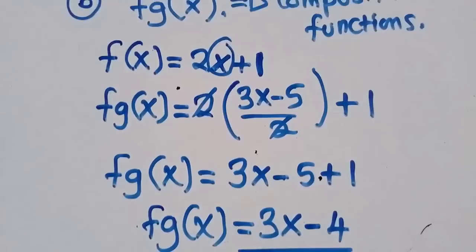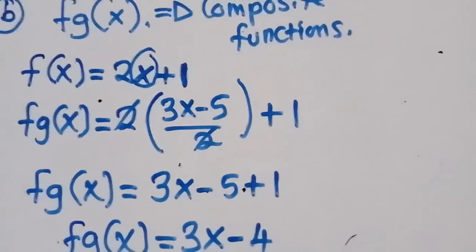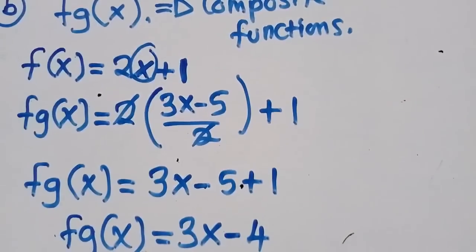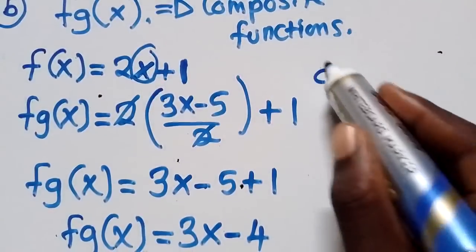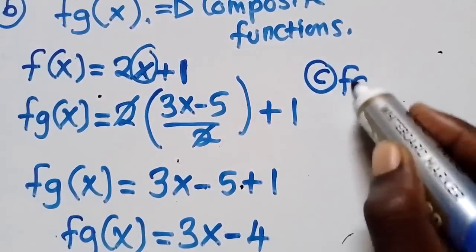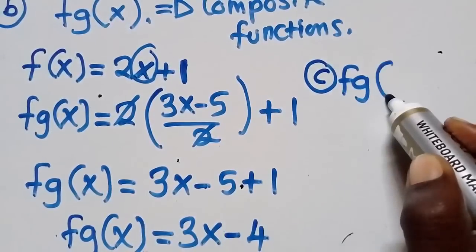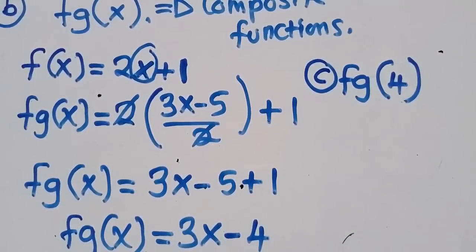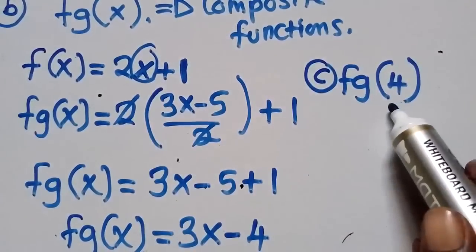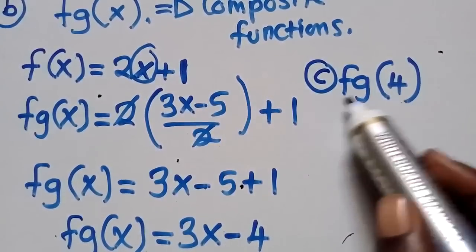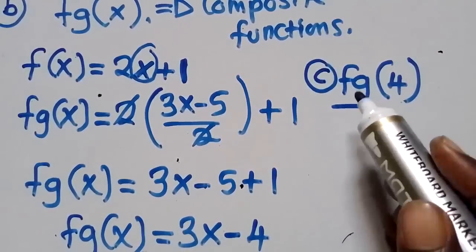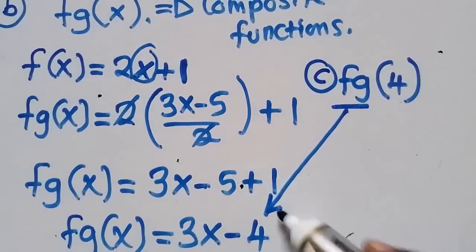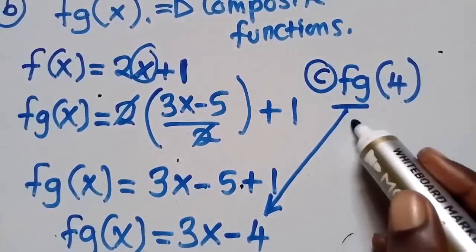From here now, there is a C question. Part C, you are told to find fg of 4. You ask yourself, where is the function fg? The function fg is here, which you have just solved.